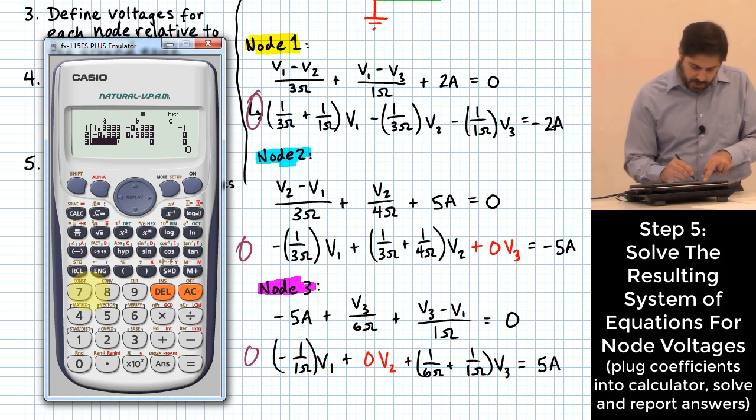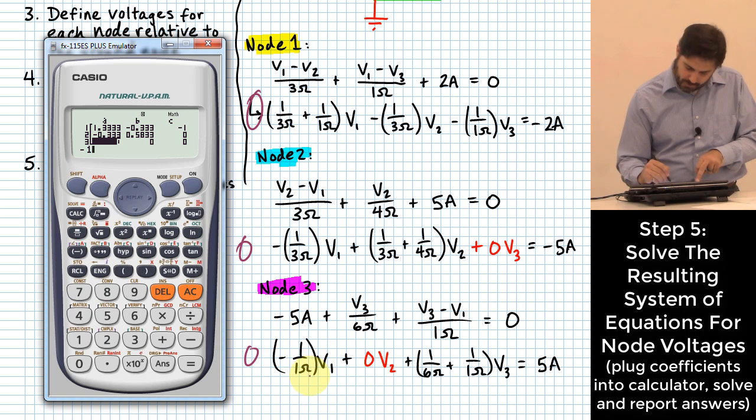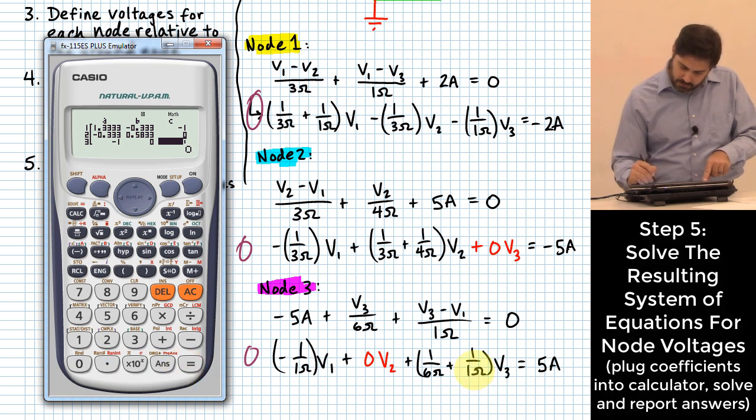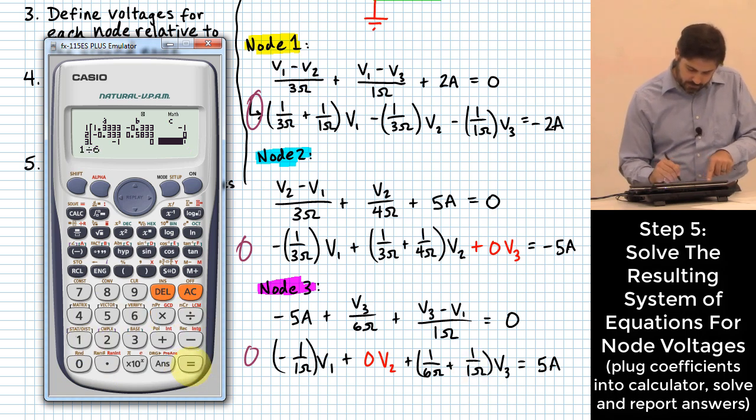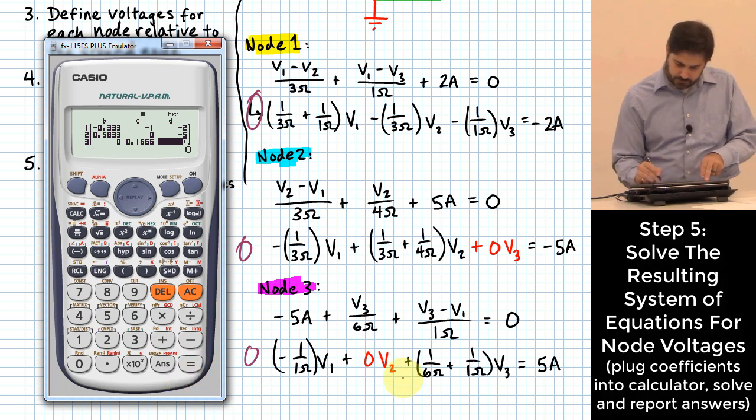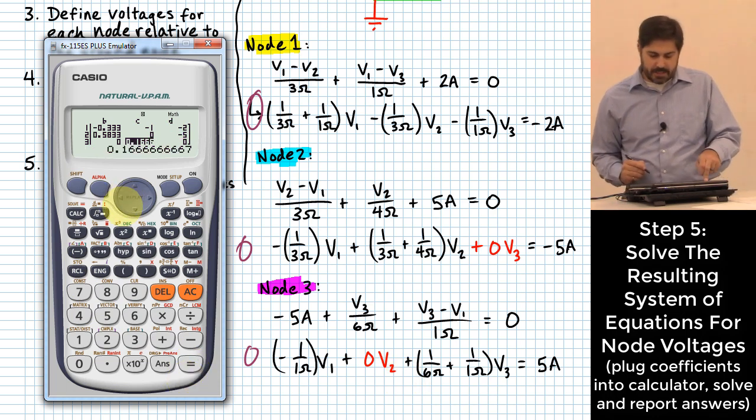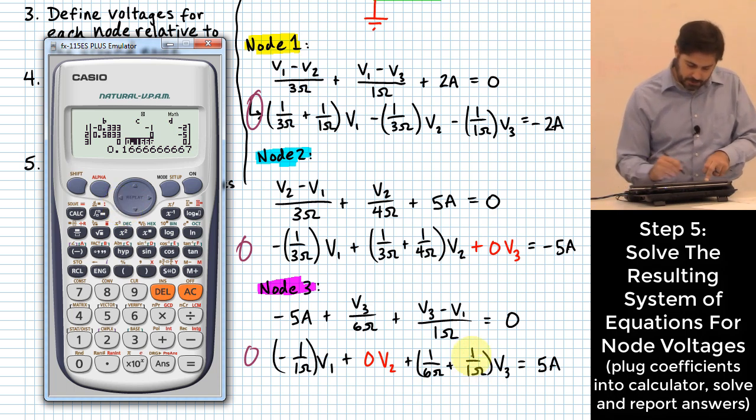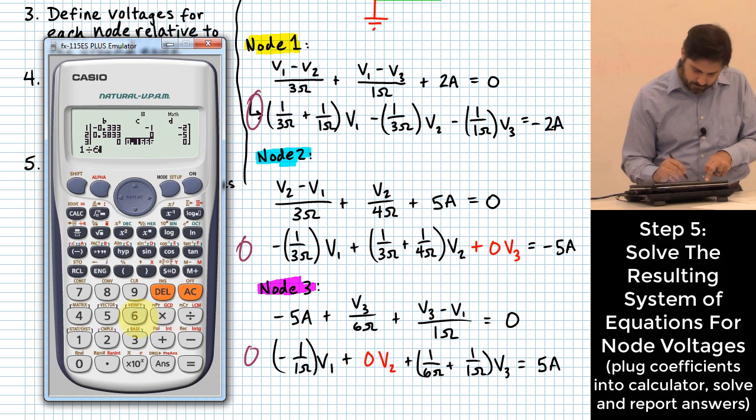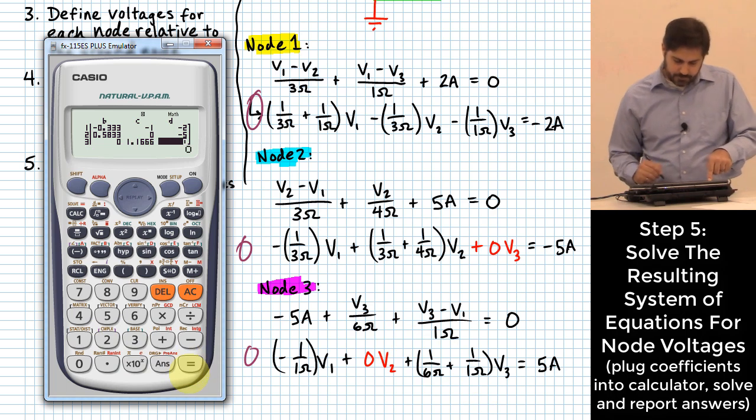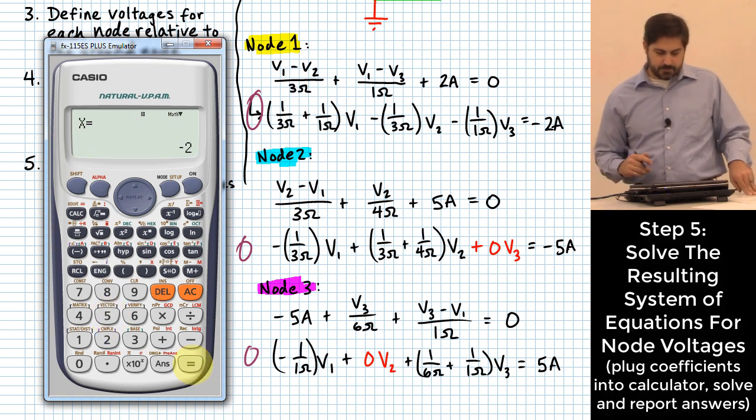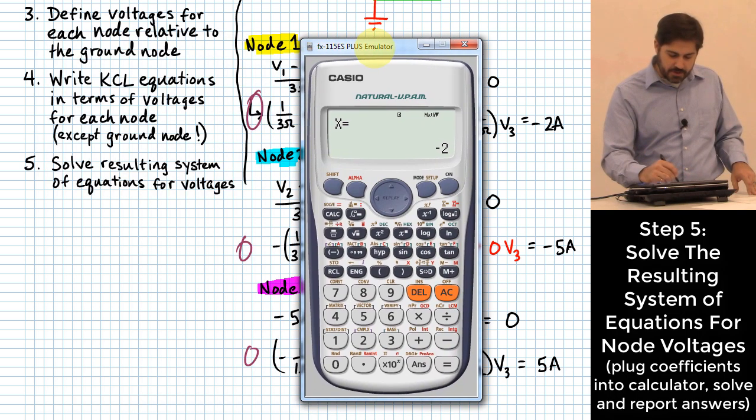We come down here, we do minus 1. We'll do 0. We'll do 1 over 6. Whoops, what did I do there? I missed my 1 over 1, right? So I do 1 over 6 plus 1. Okay, and then lastly, I do 5 for the 5 amps. Okay, and it will start reporting answers.